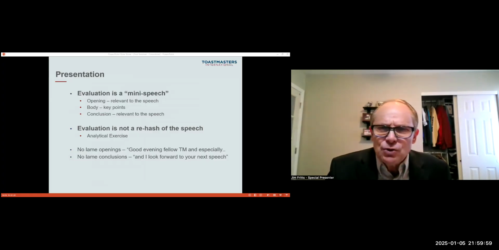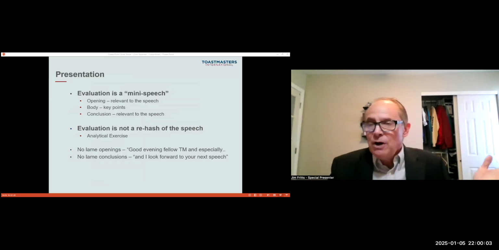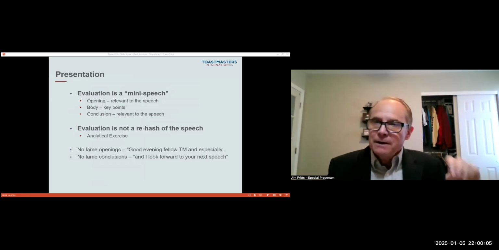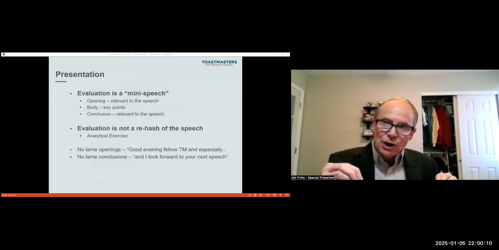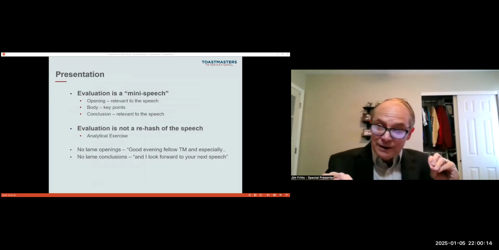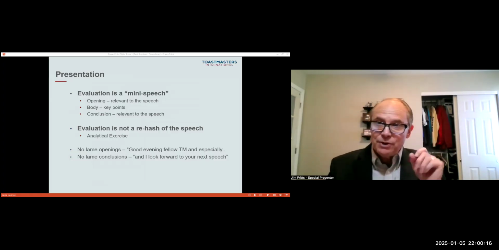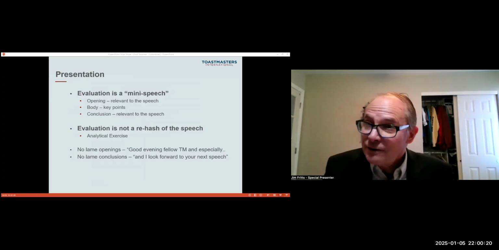And again, another thing to use with the evaluations, so you organize your thoughts, we always call it the sandwich method. Talk about a good thing that they did. Talk about something they could work on. Talk about a good thing, something they could work on. You sandwich them together, but you always finish on a positive note.